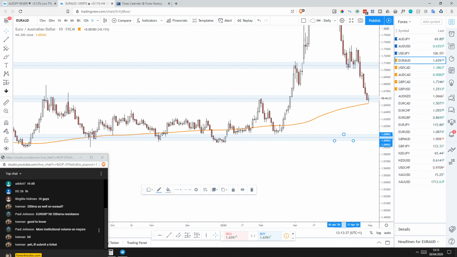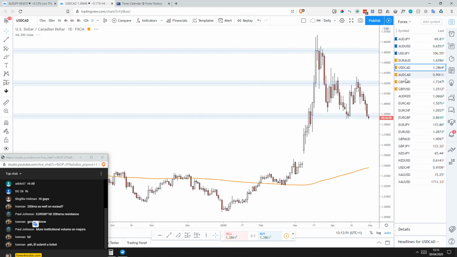Yeah, that's the reason. It's just more institutions are trading. Institutions are the ones that are using the 200 moving average. So the big banks, hedge funds, most of those traders will have one of these on their charts. And that's why it acts well as support resistance. But most of the trades from them are coming on the majors and not so much on the crosses, which is why it just tends to work better on the majors as support resistance.